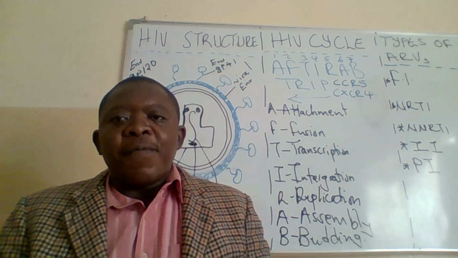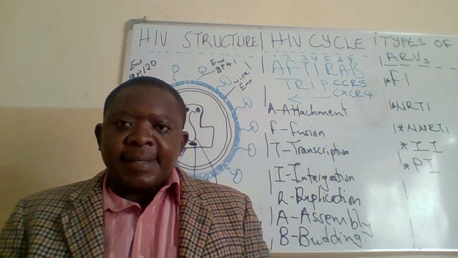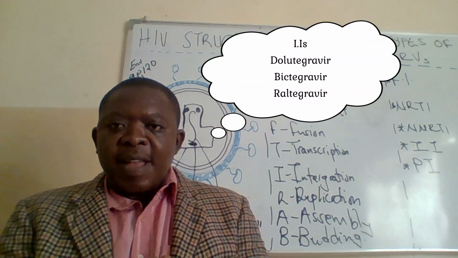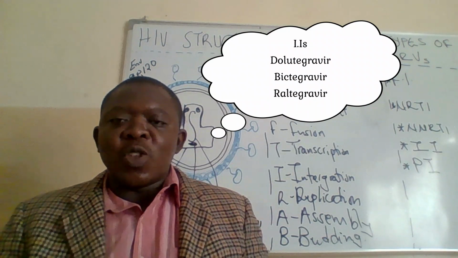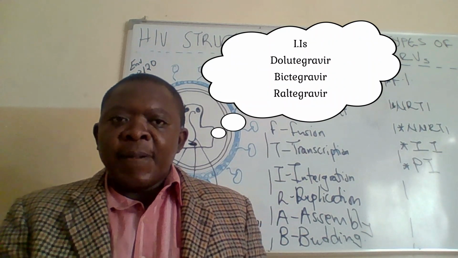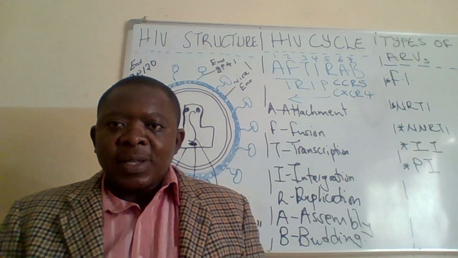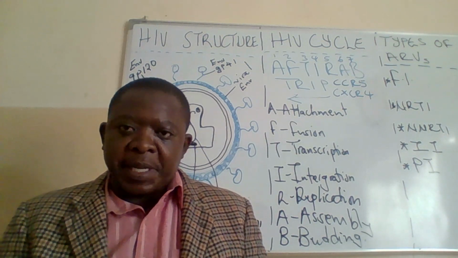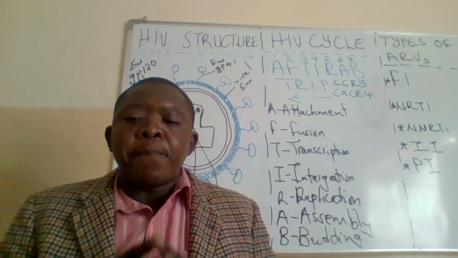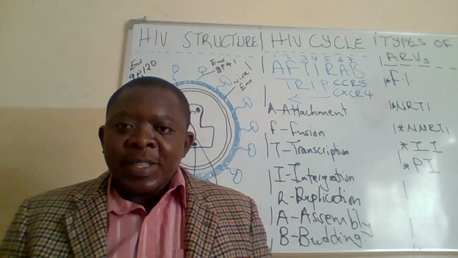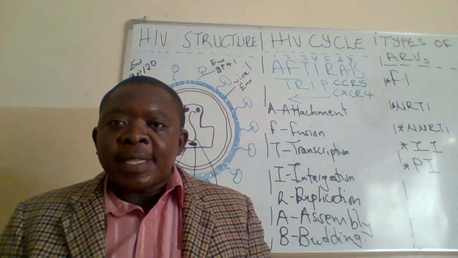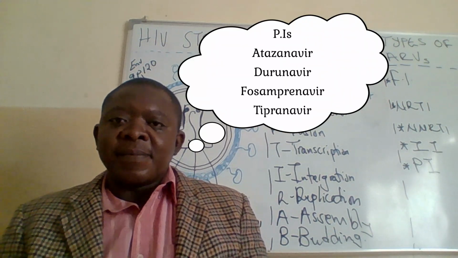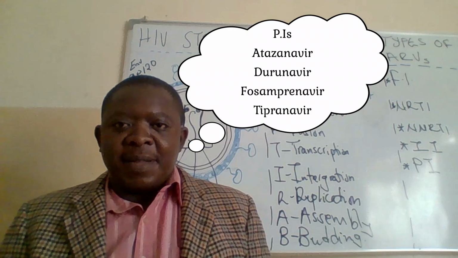Then we have the integrase inhibitor. This one is going to inhibit the action of the integrase enzyme, which combines the new viral proteins to the DNA of the host. The enzyme that does that will be inhibited. That is the integrase inhibitor. Then we have the protease inhibitor. Its work is to inhibit the protease from cutting those proteins that are needed for the virus.